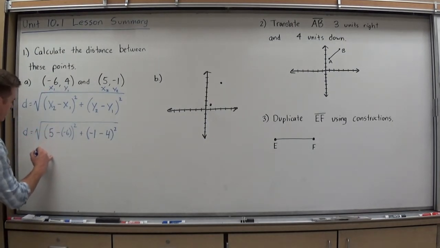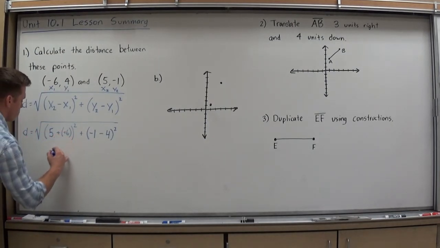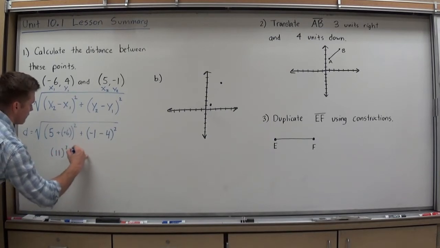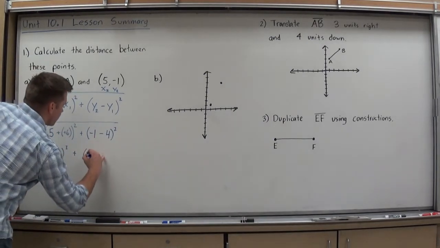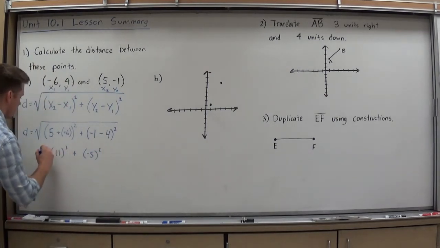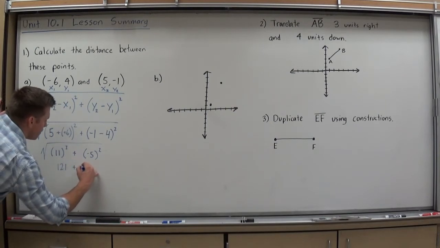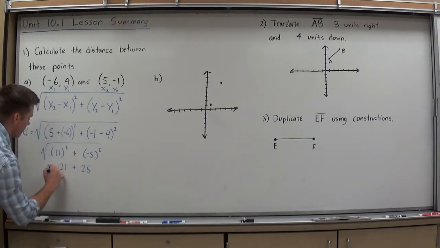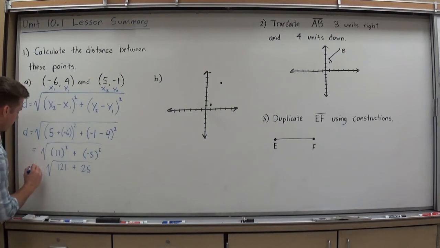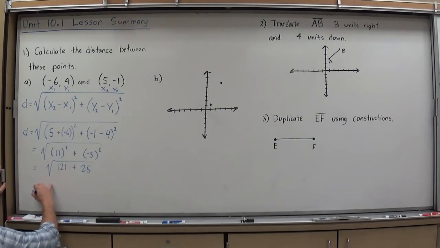Now I can do my arithmetic. Zip zap would change it to 5 plus 6. So it's going to be 11 squared plus negative 1 minus 4, which is negative 5. So it's going to be negative 5 squared. 11 squared is 121. Negative 5 squared is positive 25. What's important you notice there is that it always ends up being positive numbers because of that squaring. And then 121 plus 25 is 146. And I have my answer, the square root of 146.